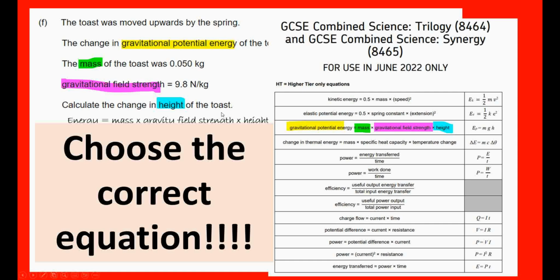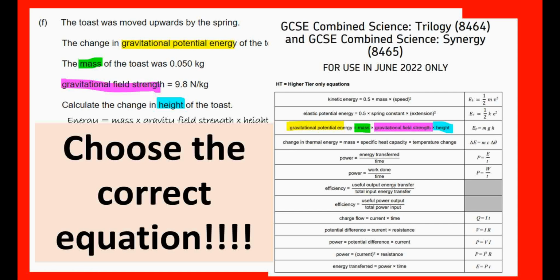Okay, so use the equation sheet. Okay, go through each of the quantities you're given and find the equation that matches it. Okay, that's what you need to do. And you'll get lots of marks for that. Marks will come up where all you are doing is copying the equation from the equation sheet.